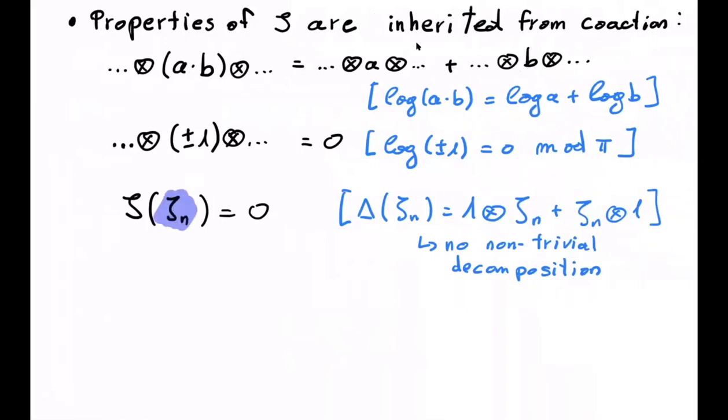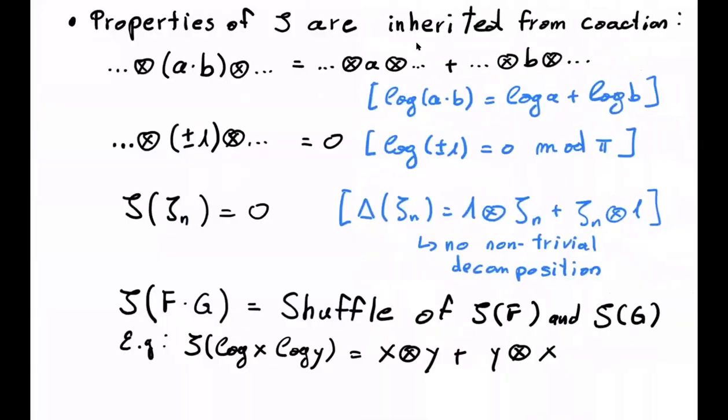The symbol of the zeta value is 0. Why? Well, because I cannot decompose it into logs. We said that zeta n has this very simple decomposition. And another rule, which again I leave you as a homework, is to show that if you take two functions f and g and you multiply them, and then you take the symbol, you get the shuffle of the symbols of f and g. So for example, log x times log y, its symbol is x tensor y plus y tensor x. So this is exactly the same rule as with shuffling.